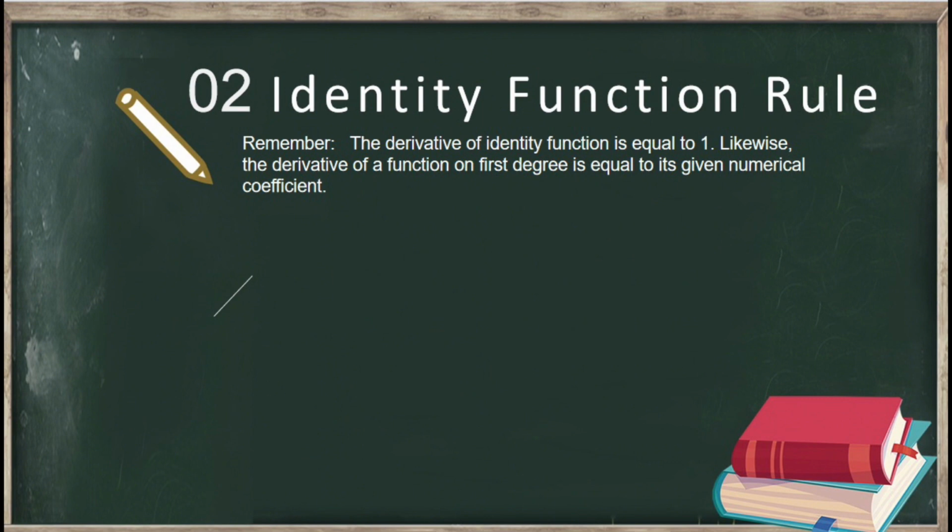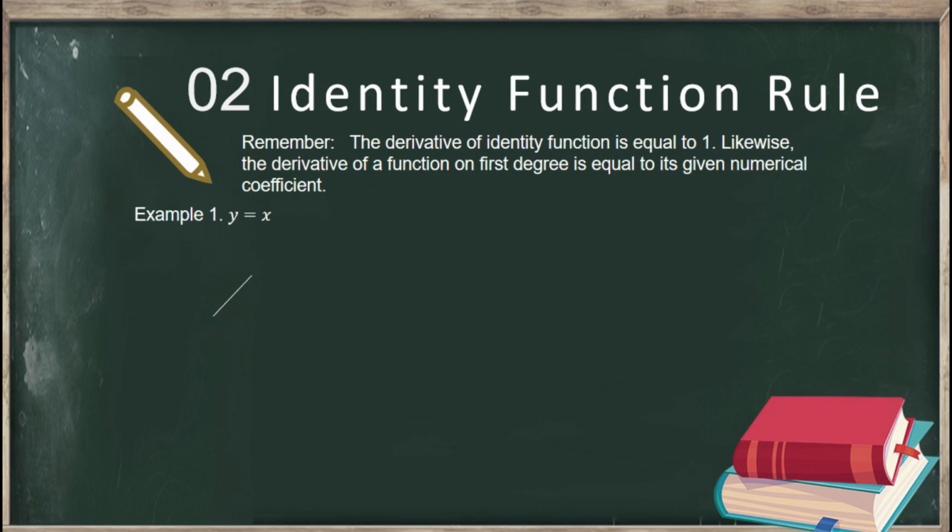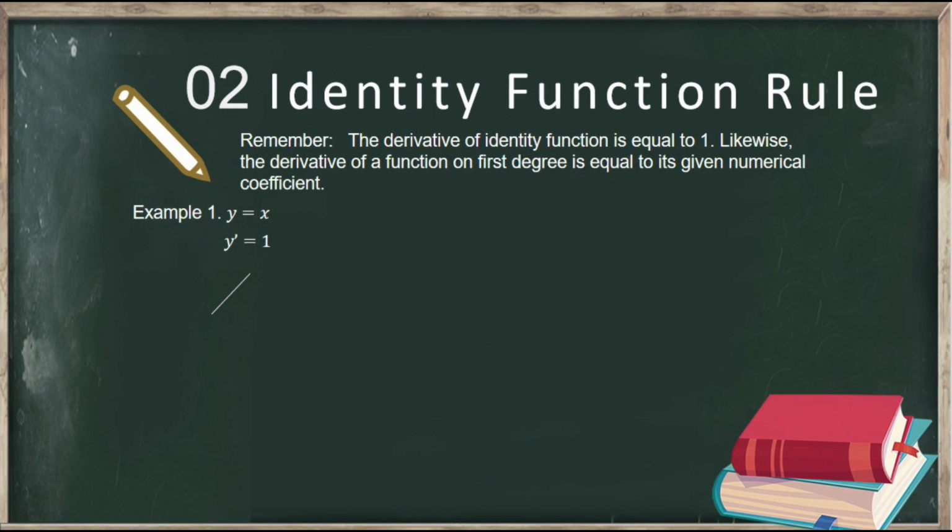For the second rule, we have the identity function. The derivative of the identity function is equal to 1. Likewise, the derivative of a function of first degree is equal to its given numerical coefficient. For example, y is equal to x. So, wala man siya number kauban si x. So, pasabot the coefficient is 1. So, the derivative of x is 1.